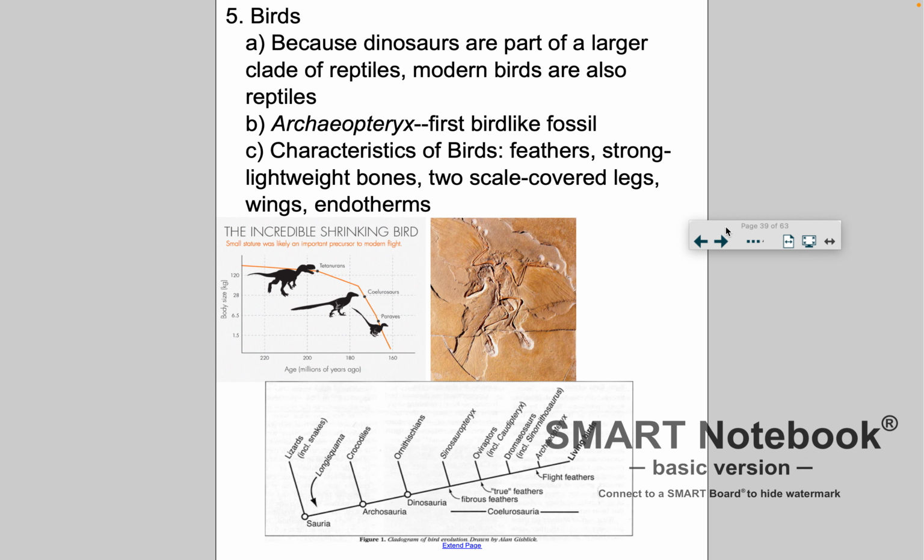So dinosaurs are part of a larger clade of reptiles, but modern birds are also considered reptiles. Our first bird-like fossil is the Archaeopteryx, and you can kind of see that here in the fan feathers. Characteristics of birds: strong, lightweight bones, adaptation for flight, feathers, two scale-covered legs, wings, and endotherms.